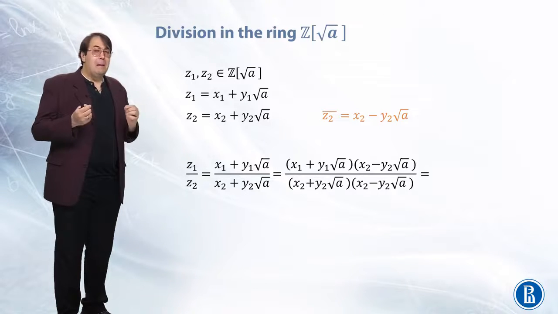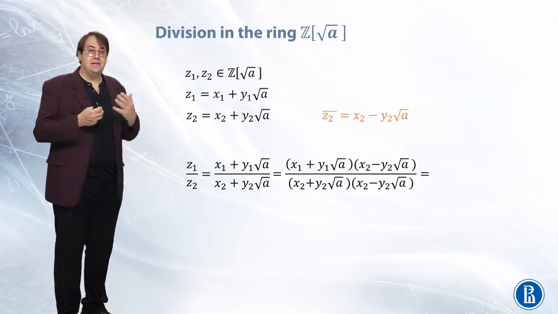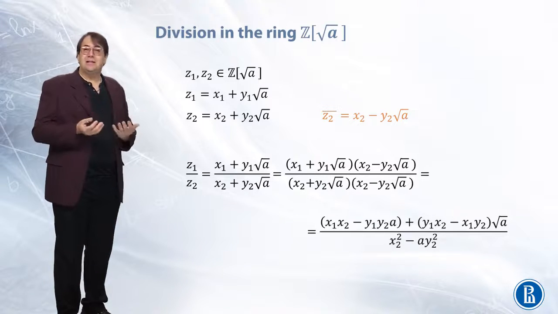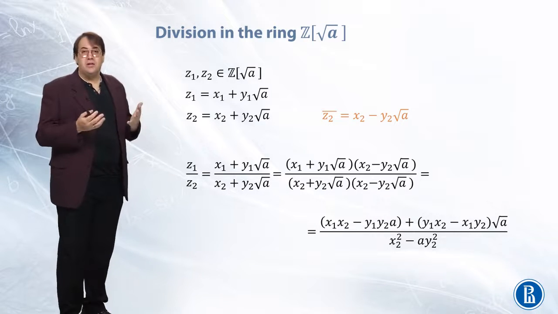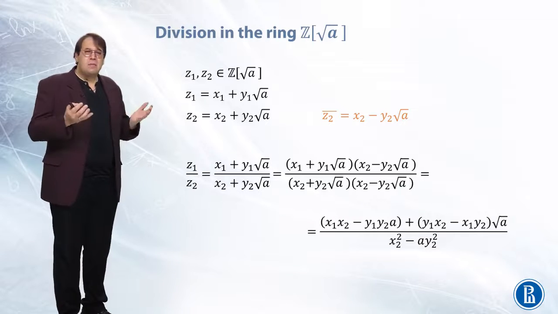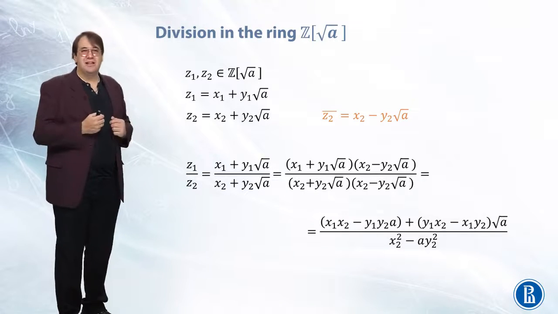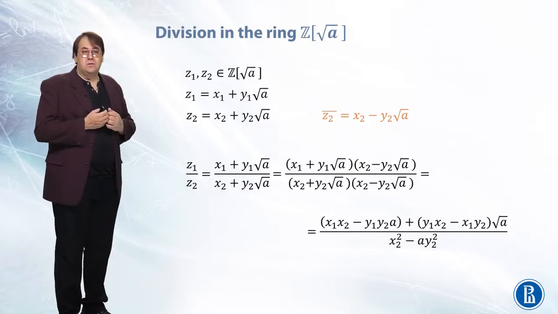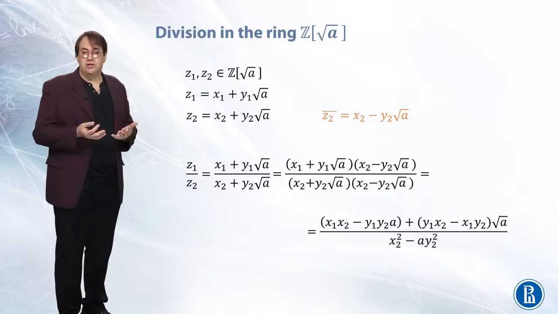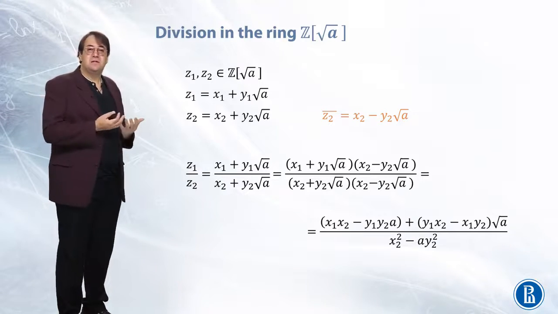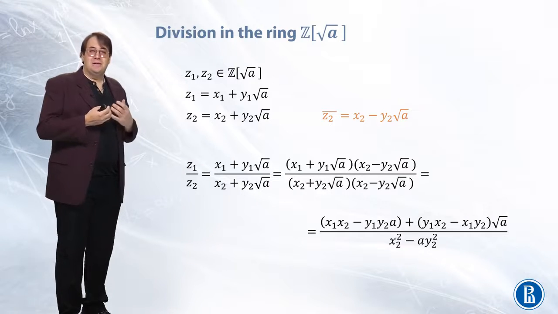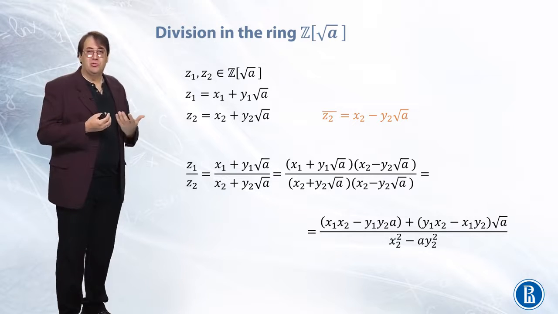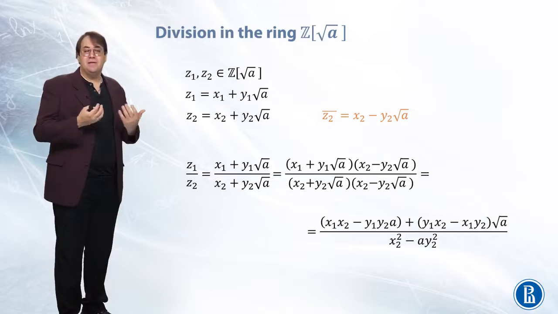But when we multiply the two parentheses in the denominator, we gain an integer number equal to x2 squared minus a multiplied by y2 squared, and something quadratically irrational in the numerator. So when is this a quadratic irrationality with integer coefficients? Of course, the integer part of the numerator and the irrational part of the numerator should be divisible by the denominator.